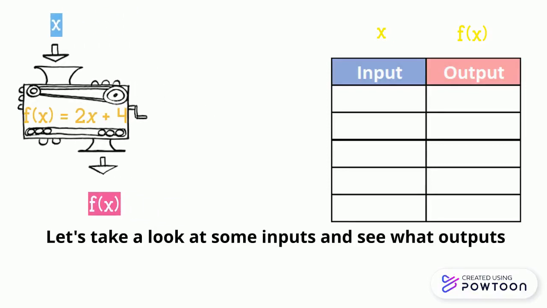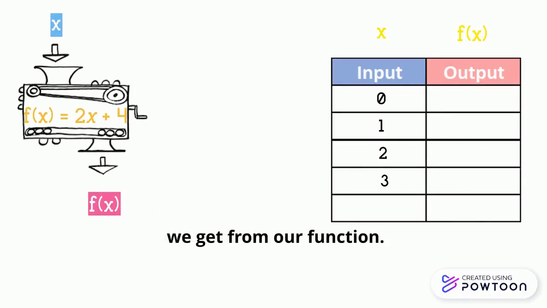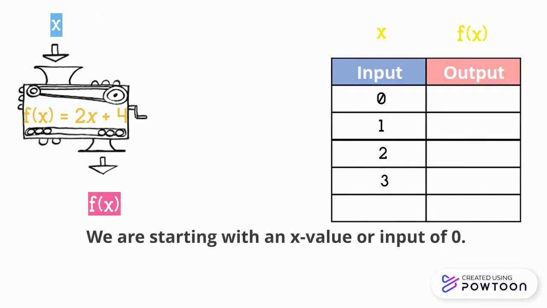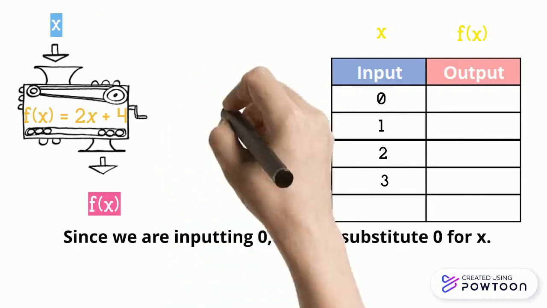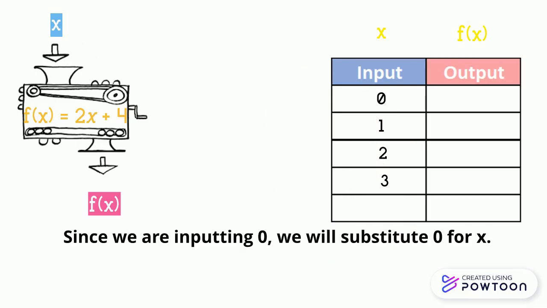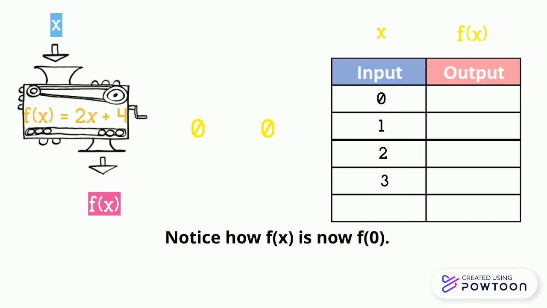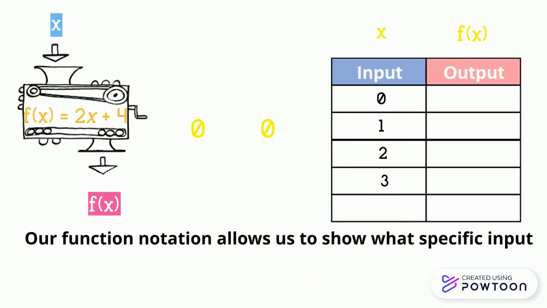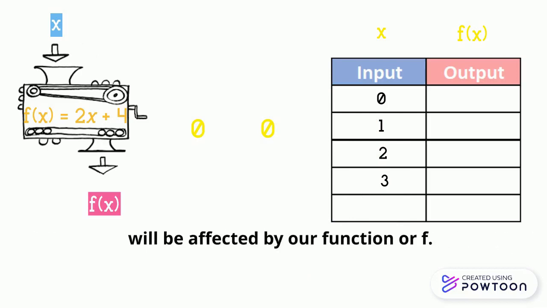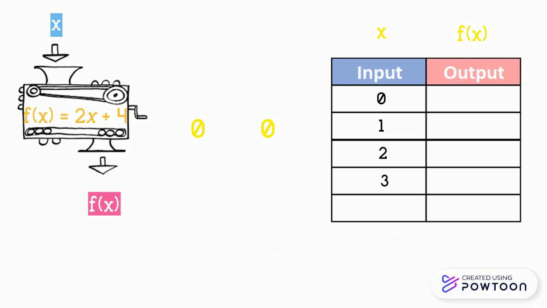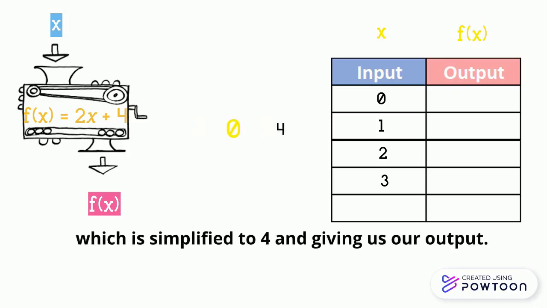Let's take a look at some inputs and see what outputs we get from our function. We are starting with an x value or input of 0. Since we are inputting 0, we will substitute 0 for x. Notice how f of x is now f of 0. Our function notation allows us to show what specific input will be affected by our function, or f. F of 0 equals 2 times 0 plus 4, which is simplified to 4 and giving us our output.